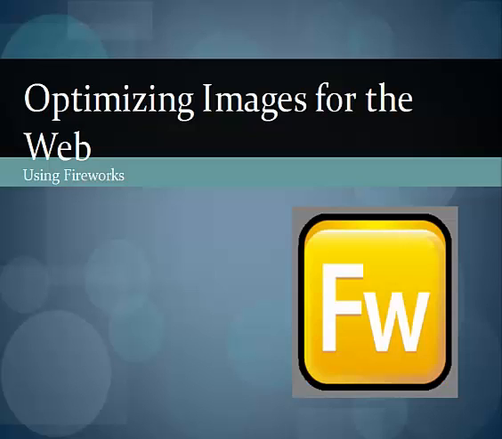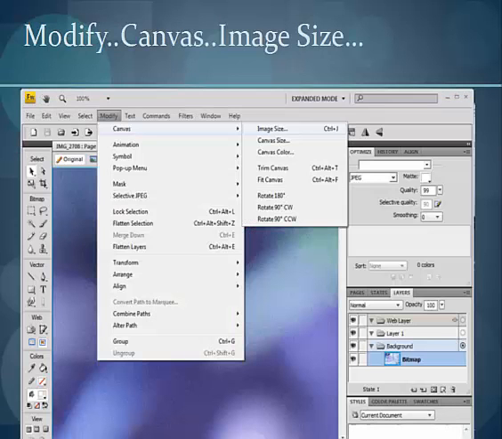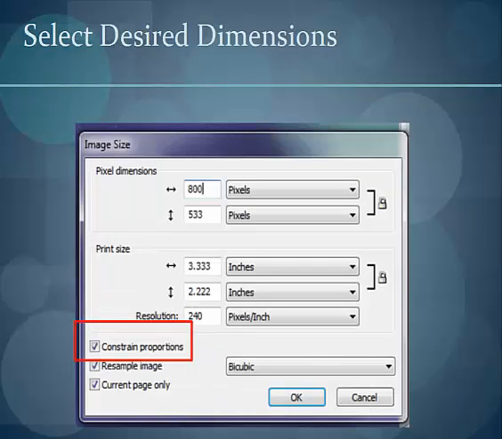All right, optimizing images for the web using Fireworks, because that's what we have. So what you need to do is first open up Fireworks, right? And then you're going to locate the image, usually in your My Documents or the folder that you created. You're going to open that image. And then, if you remember, we want to modify the canvas image size. So you're going to go to the menu at the top, Modify, Canvas, and then Image Size. And then on there, you can adjust the image.